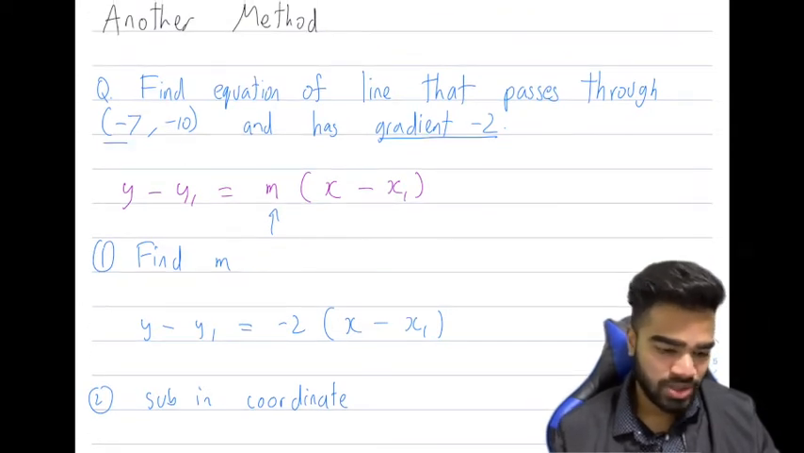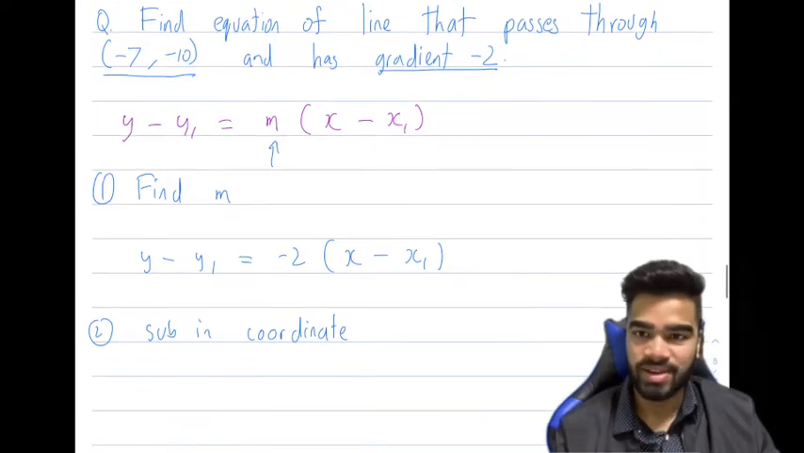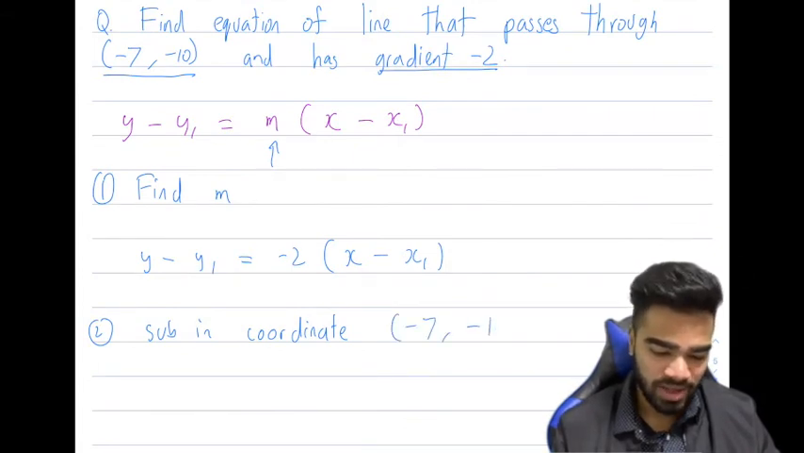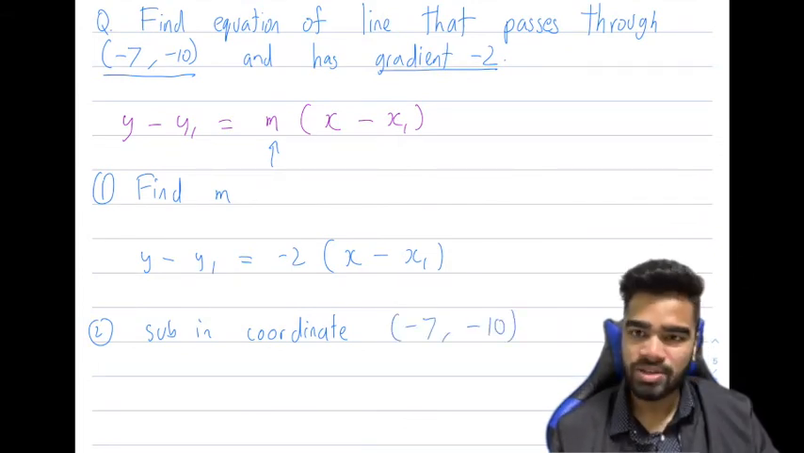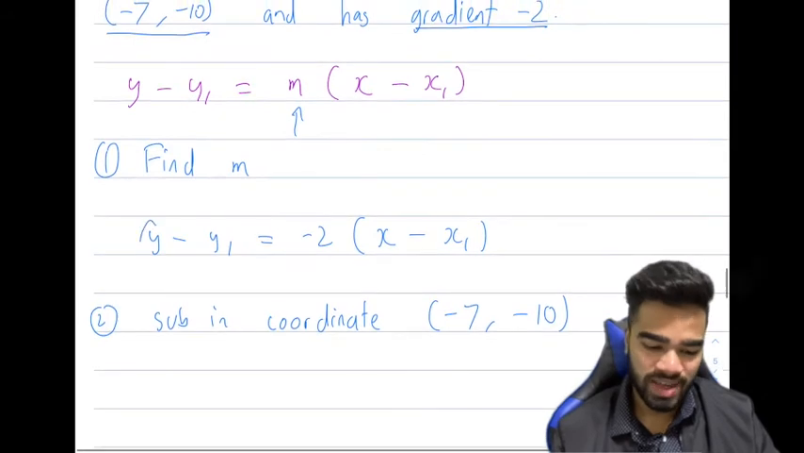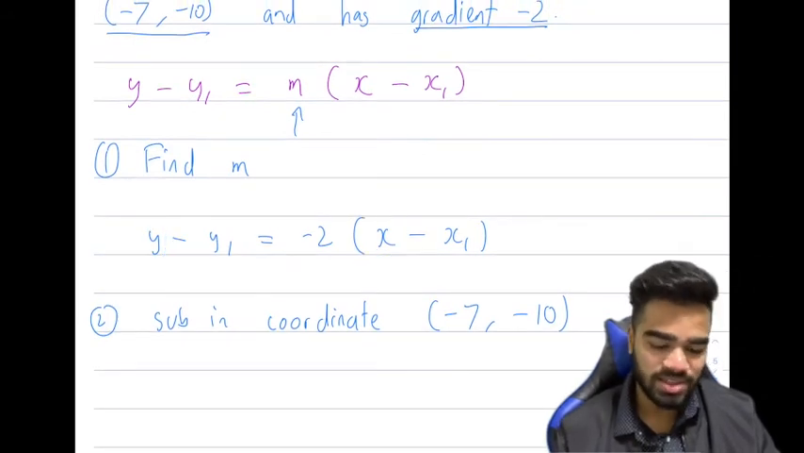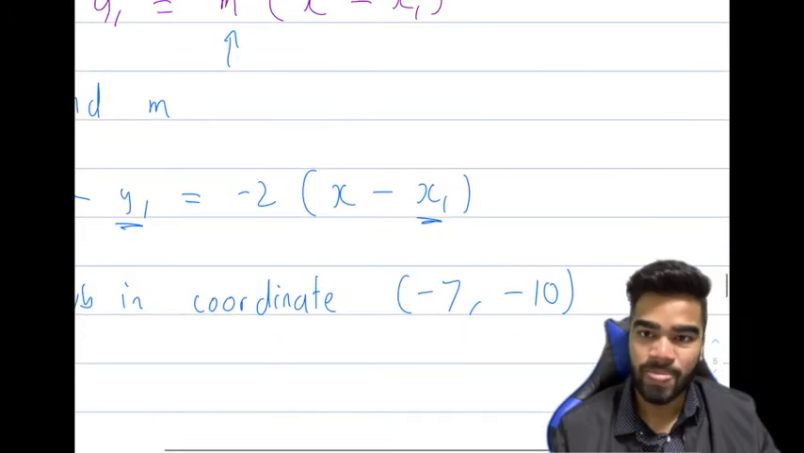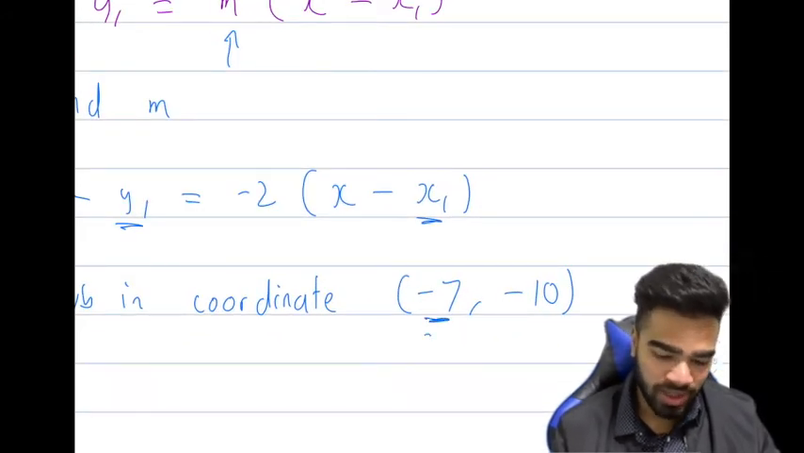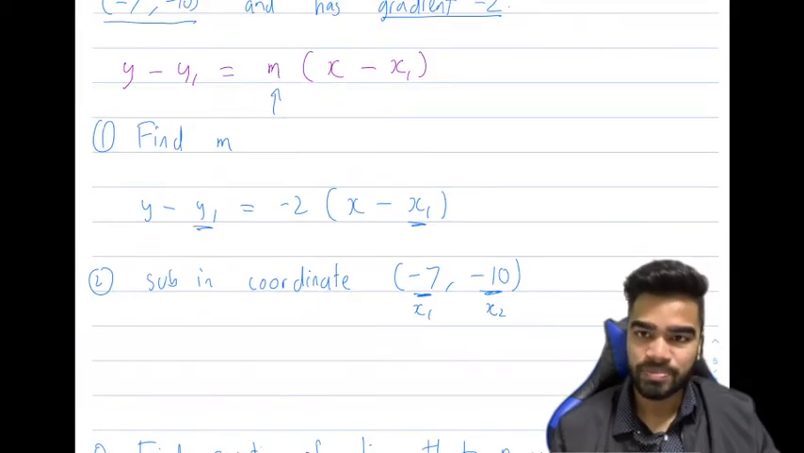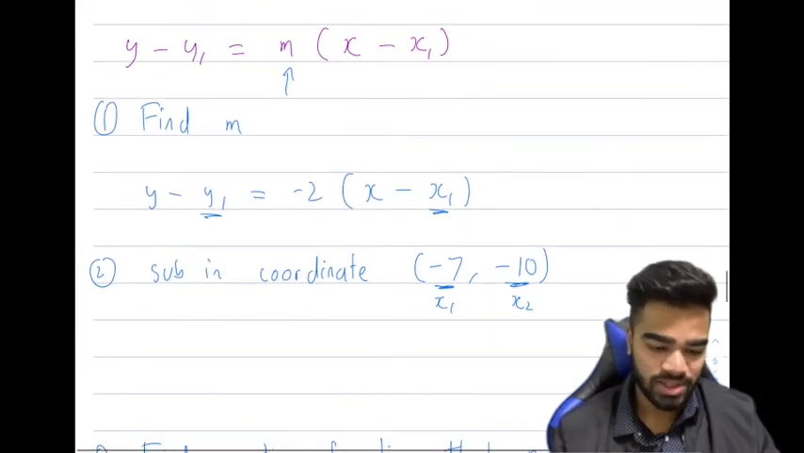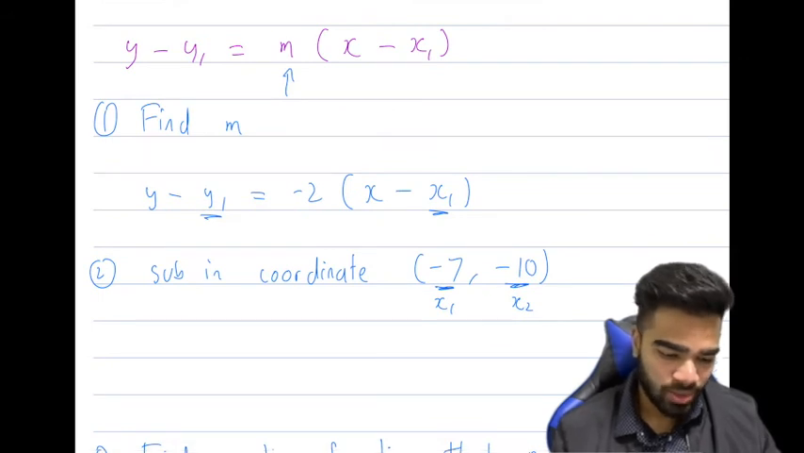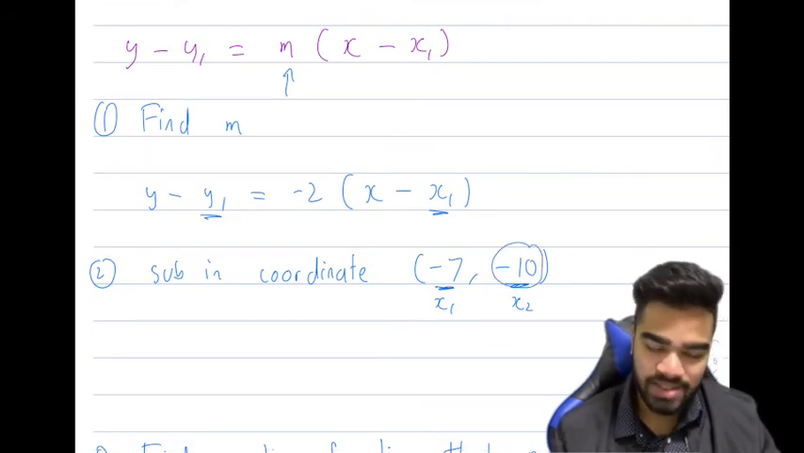Okay, so which coordinate? Well, we only have one coordinate to sub in, so it's negative 7, negative 10, so let's do it. So negative 7, negative 10, okay? Where do you sub this coordinate into though? It's no longer just x and y, so you don't sub it into this x and this y. So in this equation, what you sub it into is y1 and x1. So pretty much in this formula, you have to do negative 7 is x1 and negative 10 is y1, okay? This is just another method of doing this.